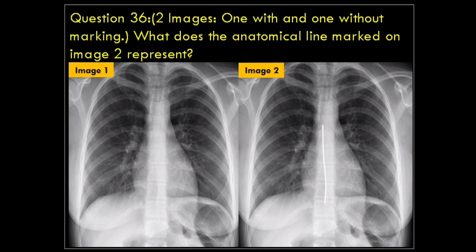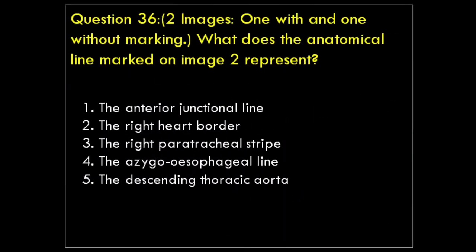Question 36: 2 images, one with and one without marking, what does the anatomical line marked on image 2 represent? 1. The anterior junctional line. 2. The right heart border. 3. The right paratracheal stripe. 4. The azygoesophageal line. 5. The descending thoracic aorta.